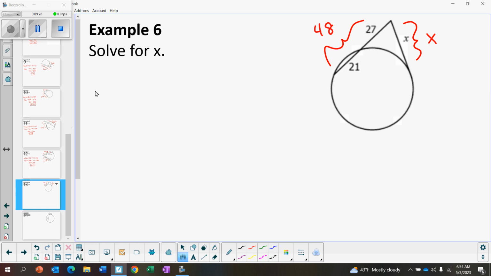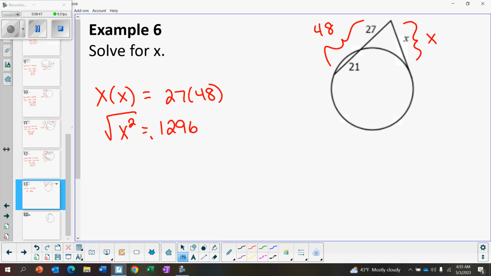So if we're doing outside times whole, x is outside times x is the whole equals 27 is outside times 48 is the whole. So x times x is really x squared. 27 times 48 is 1296. So here I'm actually going to take the square root of both sides to get x alone, and we get 36.